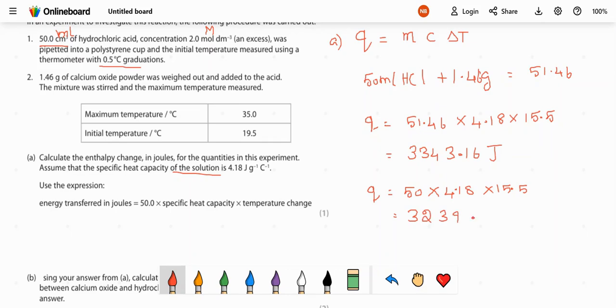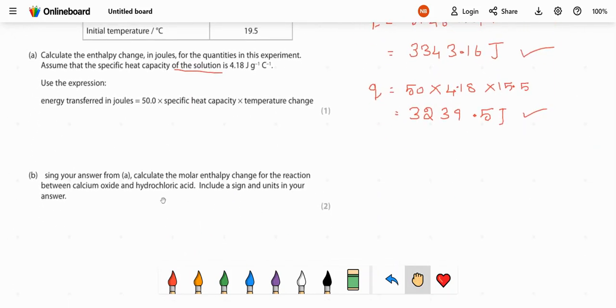3239. So approximately we are getting the same heat. Don't worry. You can write either this value or this value. Both are right. Okay, and then this one. Calculate the molar enthalpy change of the reaction between the calcium oxide and the hydrochloric acid.